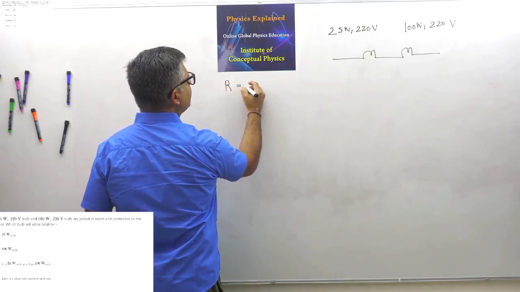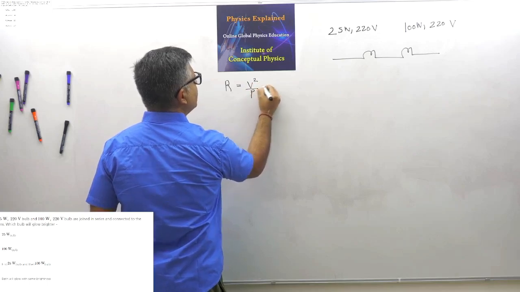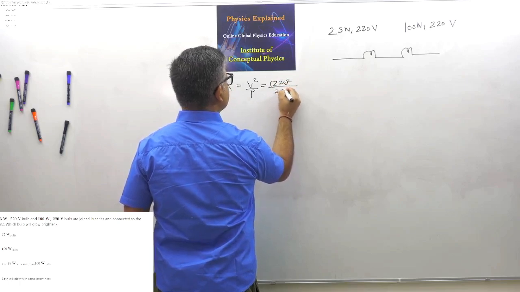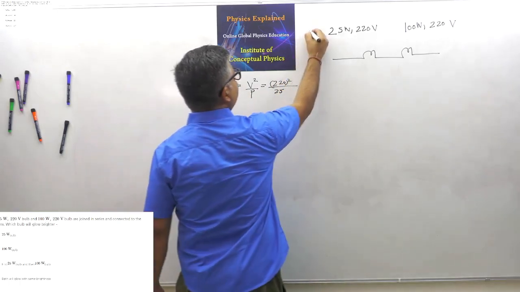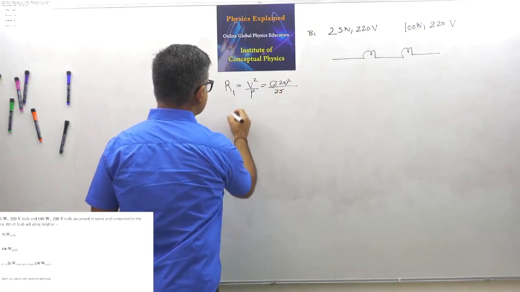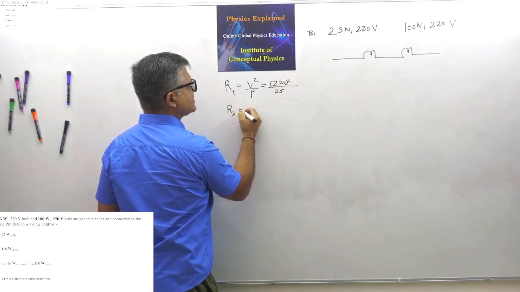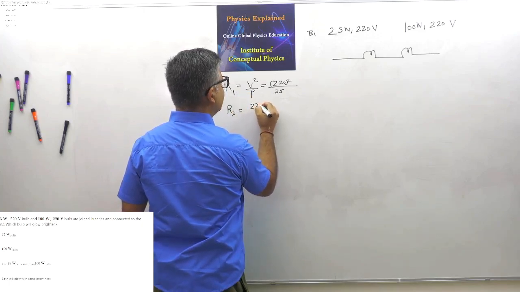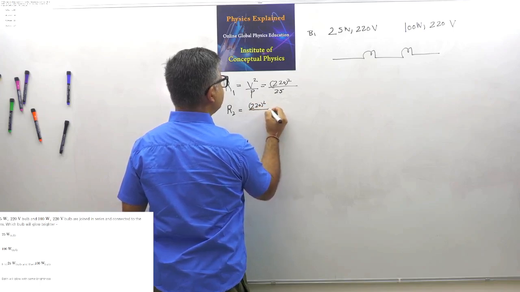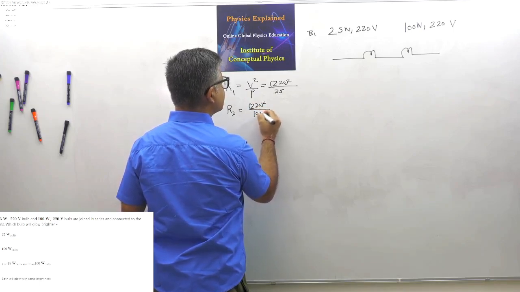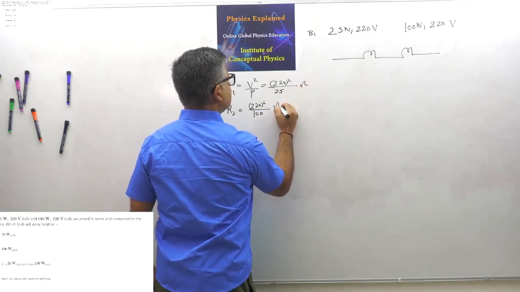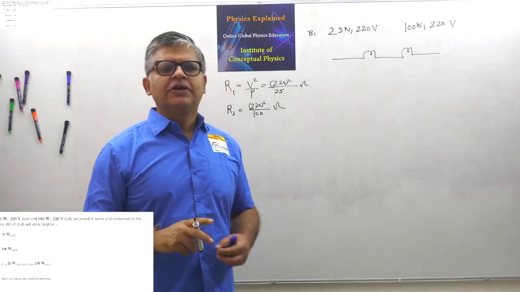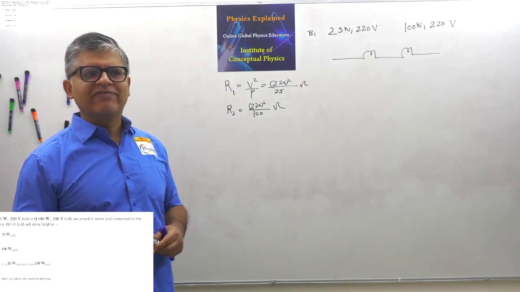So the resistance of the bulb will be given by V square by P, which is 220 square by 25 watts. So this is R1, the first bulb. The bulb number one has this much resistance. The second bulb has the resistance R2, so this will be 220 square divided by the power of the bulb, 100. This is the second resistance. So first step, always calculate the resistance of the bulb using this information which is available to you.